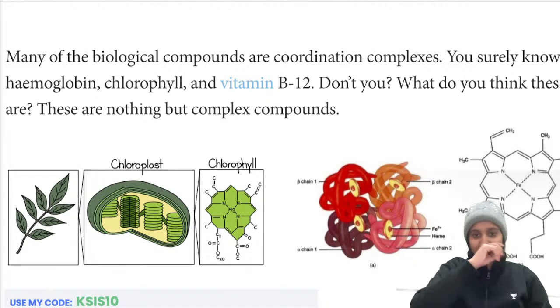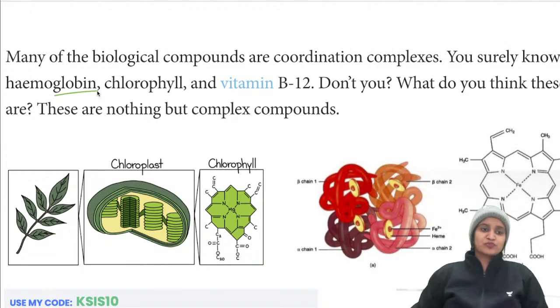Now another use is very interesting. Like our body has blood, that's plasma, right? It contains hemoglobin, right? We know already that our blood has hemoglobin, correct? That's why our blood is red color. So now this hemoglobin is nothing but a coordination complex. So not just in industries, various biological compounds are also coordination compounds.